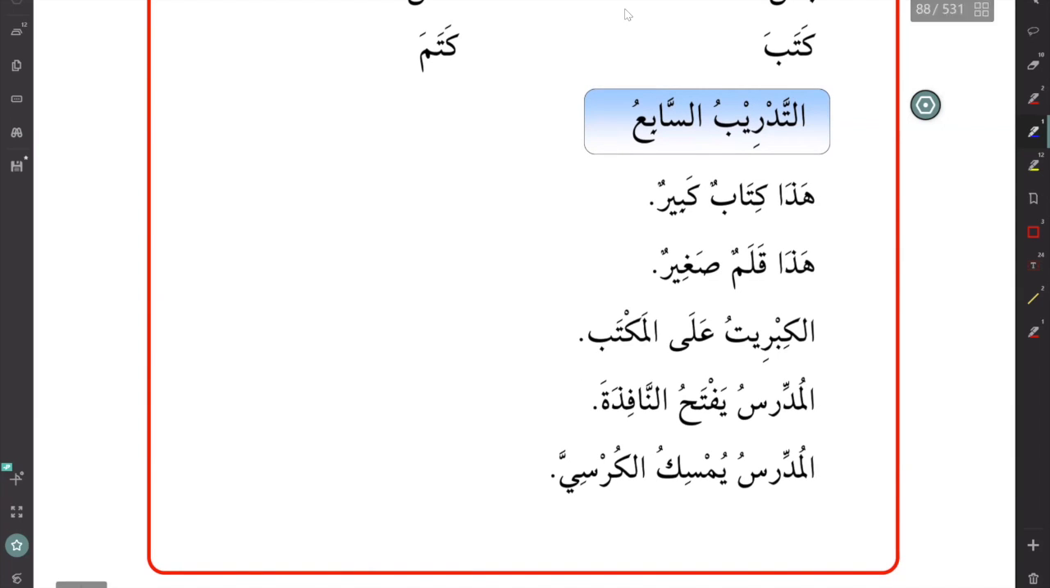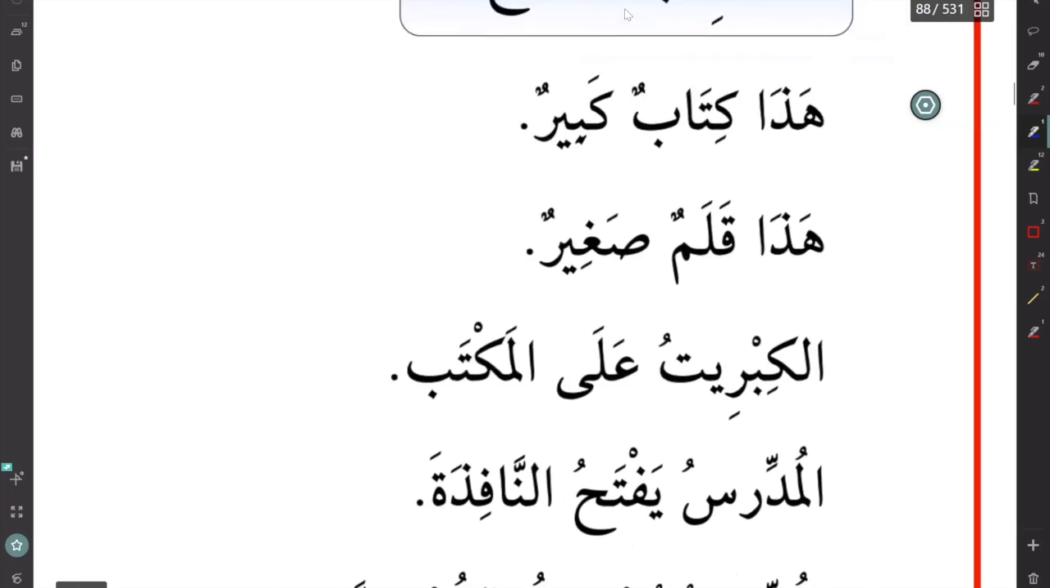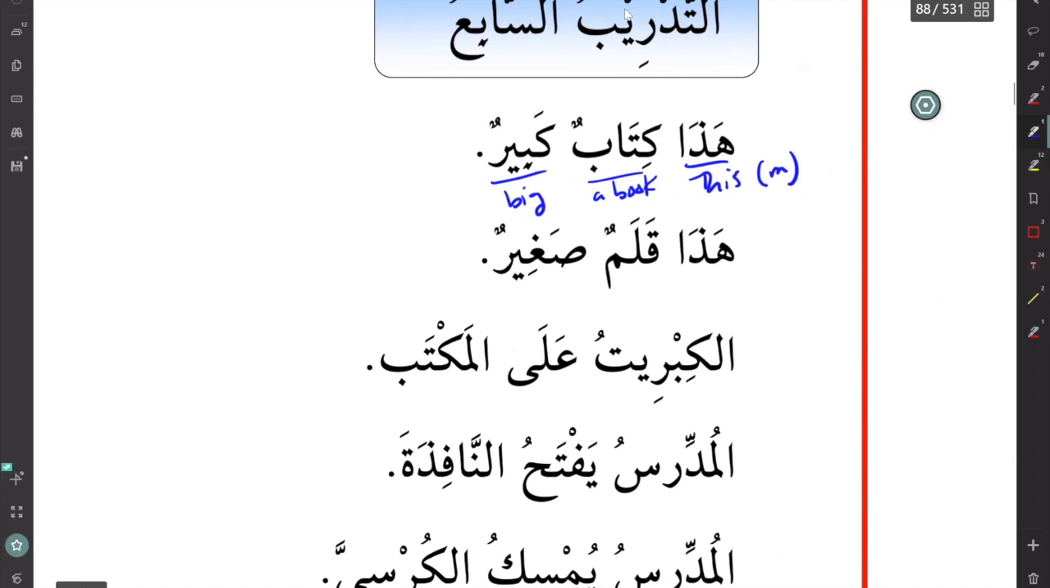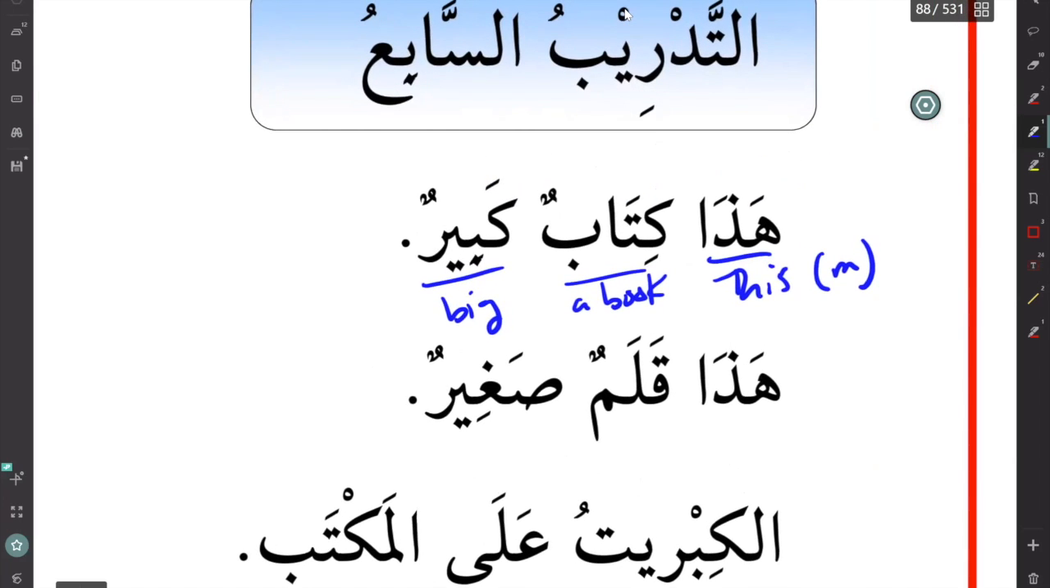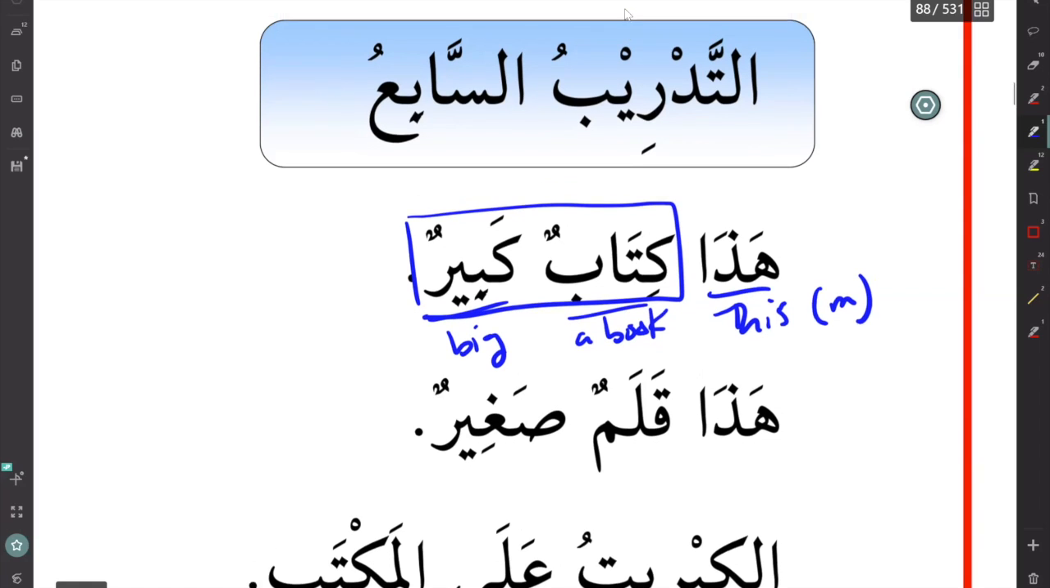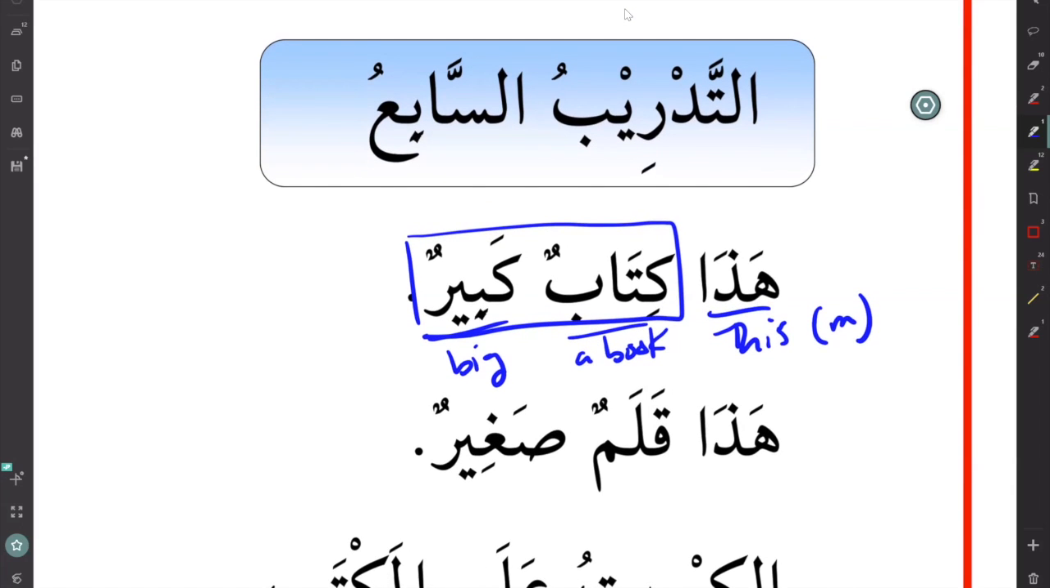Here, it's interesting because we have هذا كتاب كبير. هذا is this, right? We know that, and this is for masculine. And kitab is a book, and kabir is big. Okay, now if we look at it, a lot of things are happening here, right? The first one is we know kitabun kabirun, just this part, what does it look like? We talked about both of them are indefinite, right?